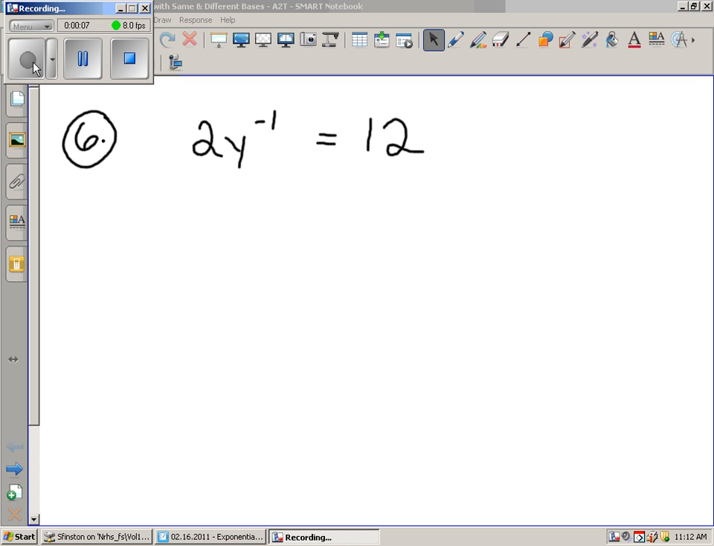So here we go. We're going to continue on our notes from yesterday, and then we're going to do new stuff. But for the first part, here you've got a number in front of the variable. How do you solve this problem? Any suggestions?